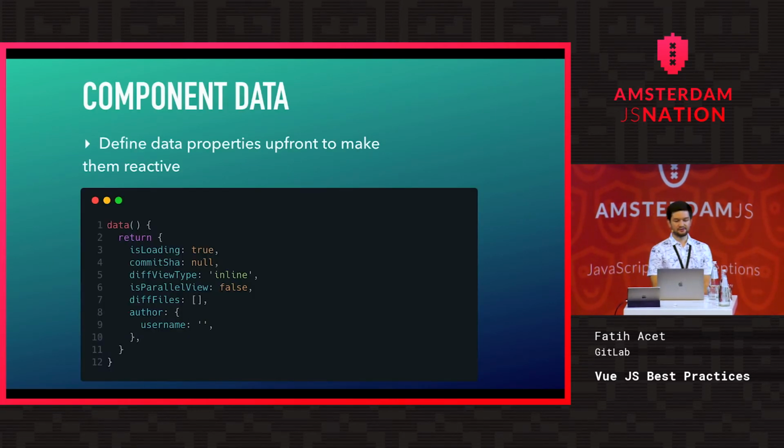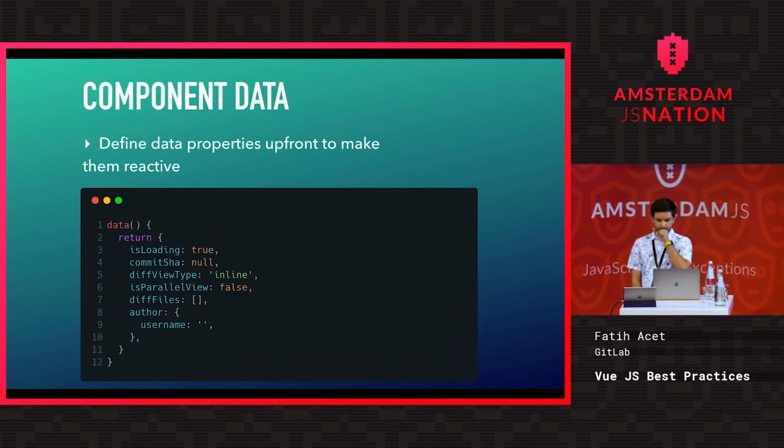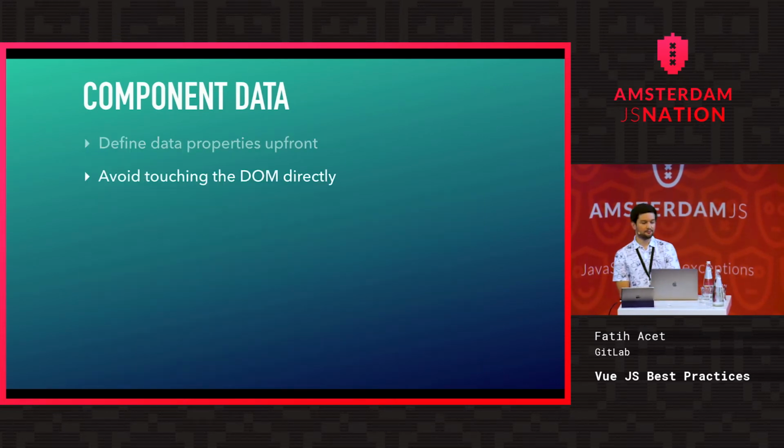So first of all, Vue is a reactive framework, and we will define a reactive getter and setter for every property in your data. It's always a good idea to instantiate your data upfront with initial values, even if they are null or even if they are empty strings. So that's something you should do.